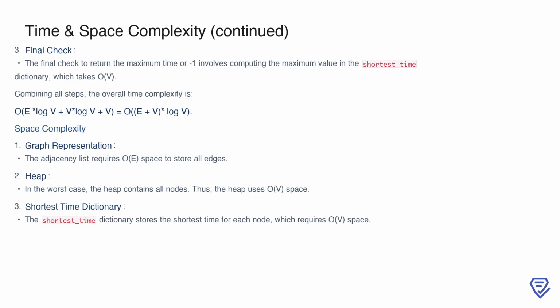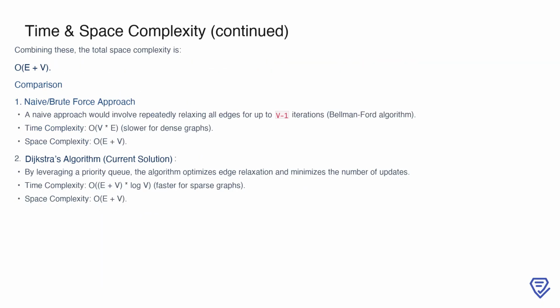Now, let's analyze space complexity. First, representing the graph as an adjacency list requires O(e) space, as we need to store all edges. Next, the heap, which at most contains all nodes, uses O(v) space. Lastly, the shortest_time dictionary stores the shortest delay time for each node, requiring O(v) space as well. When we combine these components, the total space complexity comes out to O(e plus v).